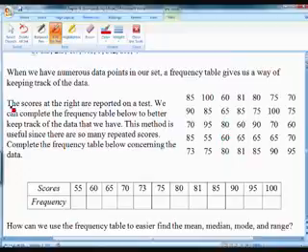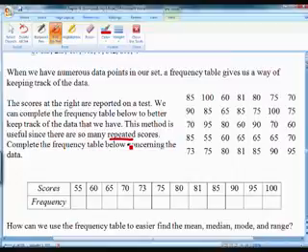It says, yeah, the scores at the right are reported on a test. We can complete the frequency table below to better keep track of the data that we have. This method is useful since there are so many reported scores. And not just because there's so many, but so many repeated scores. If you have several repeated, okay, this is a good method.